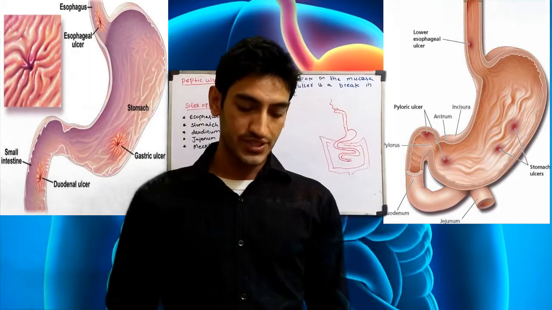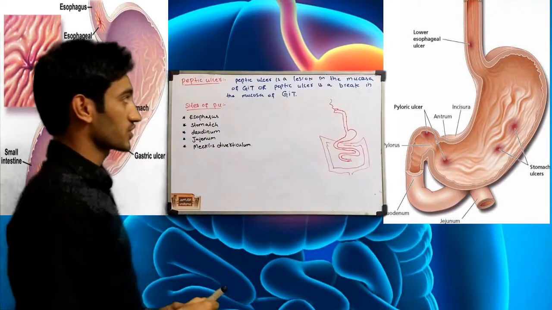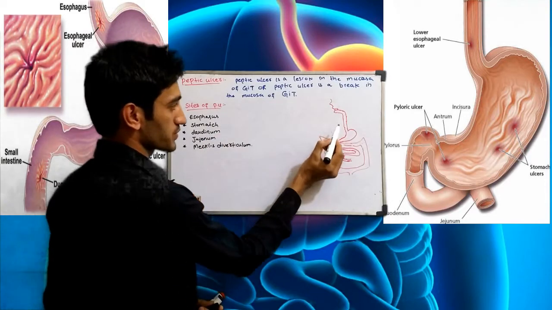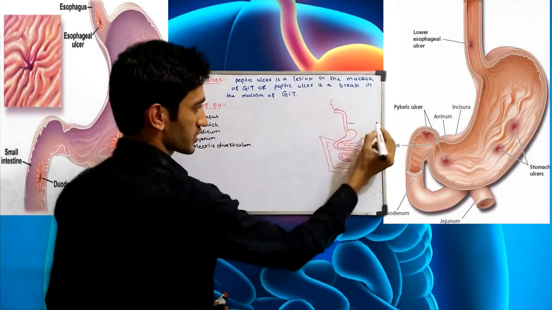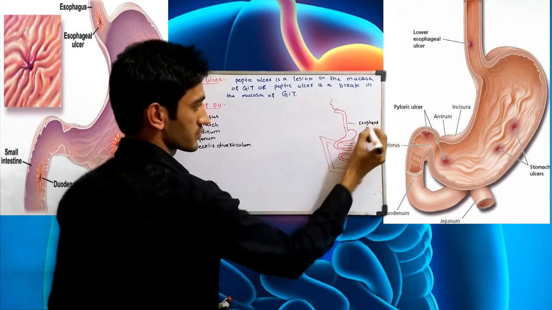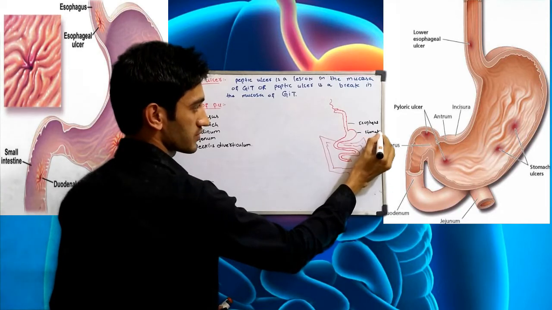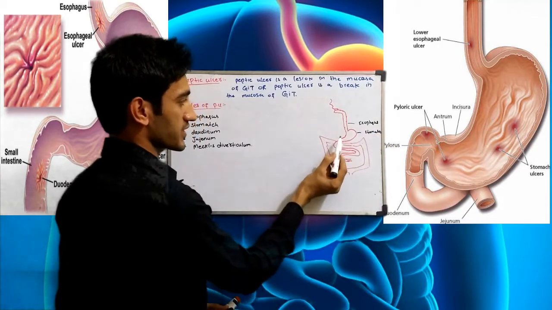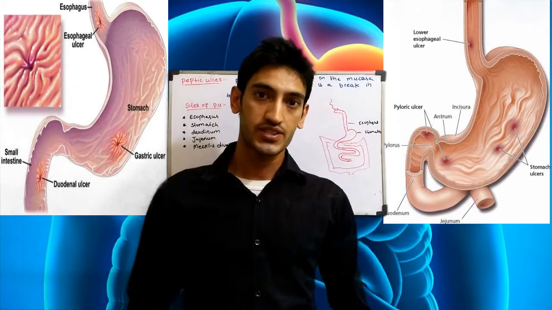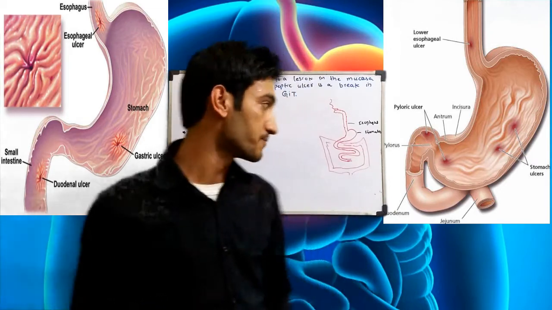This is the diagram of the GIT, gastrointestinal tract. You have to know the parts of the gastrointestinal tract so you may easily remember the sites of peptic ulcer. For example, this is the esophagus, the stomach, and then we have the small intestine. The small intestine has three parts. The first part is called duodenum, the second is called jejunum, and the third part is called ileum.